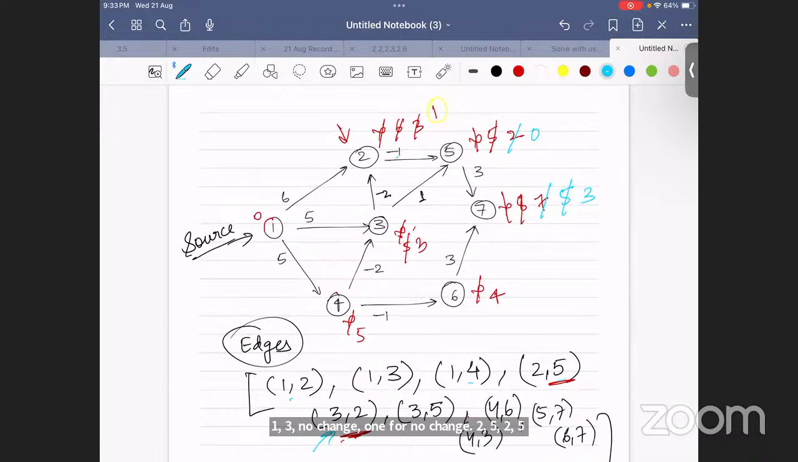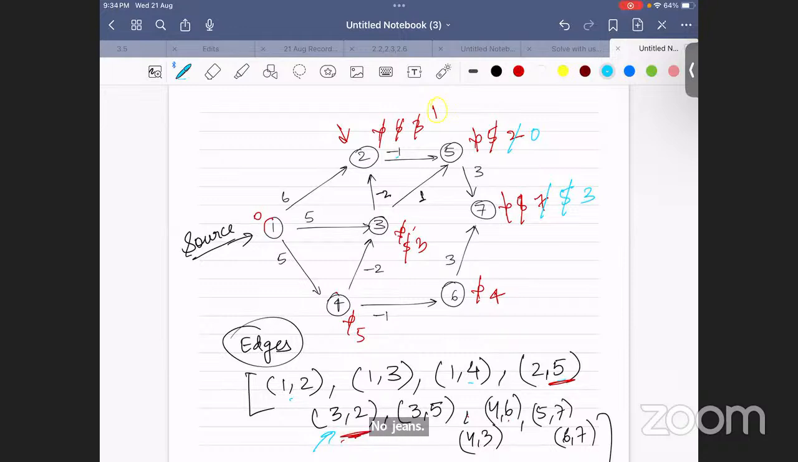Now there is no change. 3, 2, no change. Okay, 3, 5, is there any change? No. The 1, 0 is better. 4, 3, no change, I guess. 4, 6, no change. 5, 7, no change.